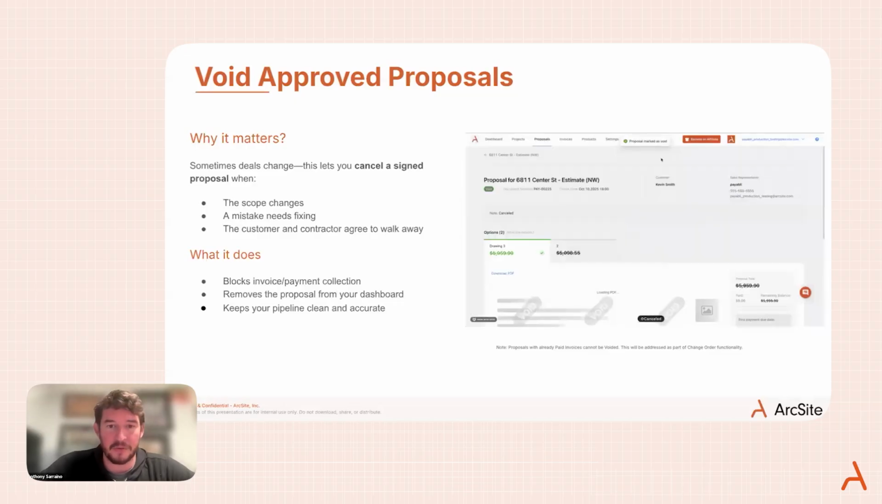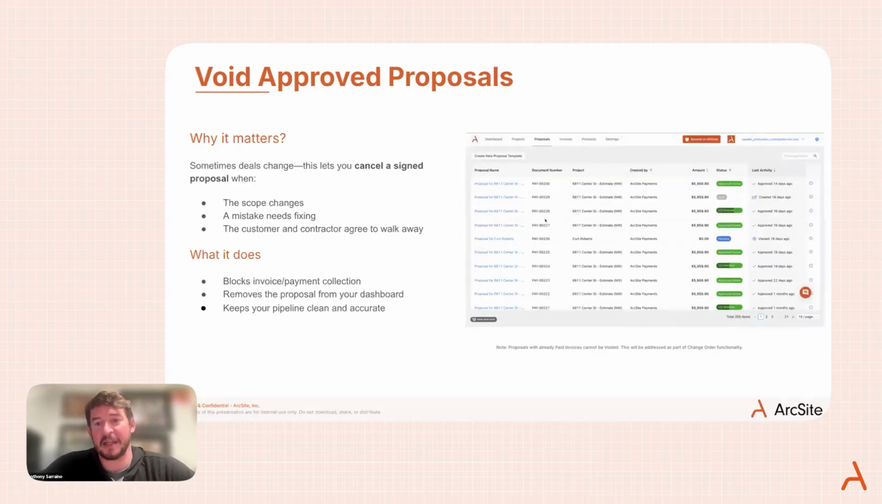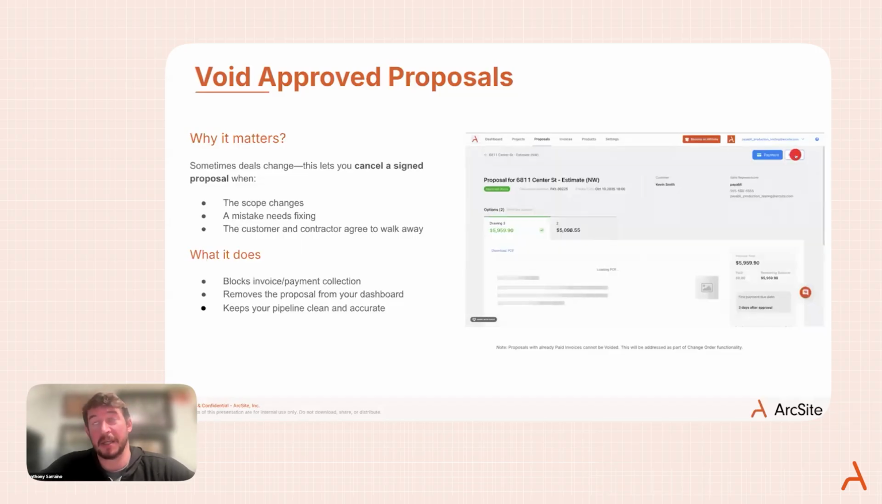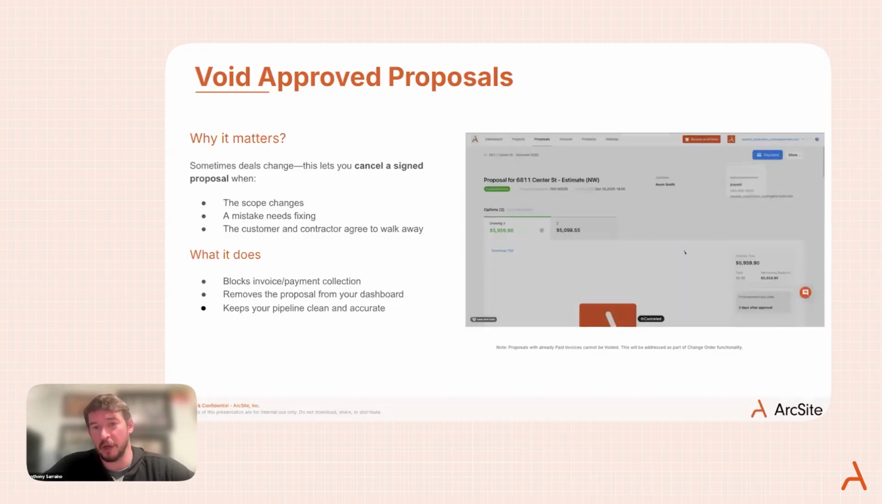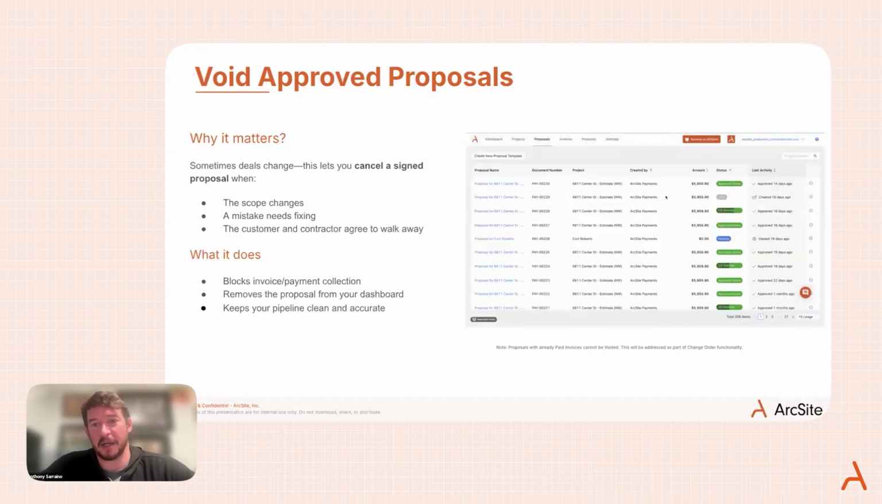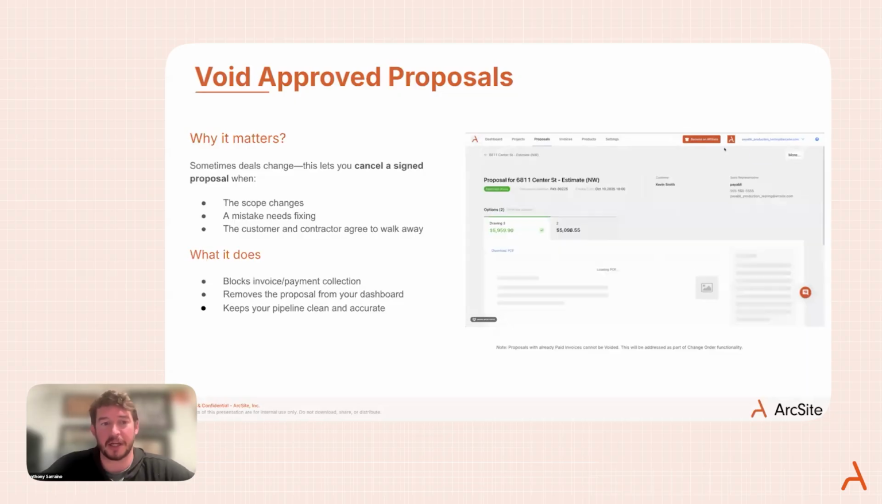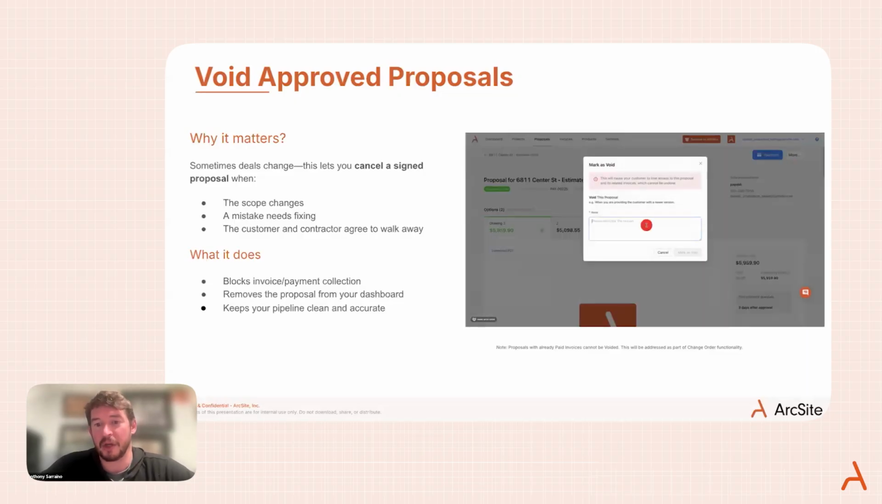I want to call out though, if you do have an active proposal in play today that you've already accepted payments on, or you have some type of workflow in place right now, you won't be able to void those, but you will be able to void any type of proposal that doesn't have any type of payment plan or payment collection part of it right now.